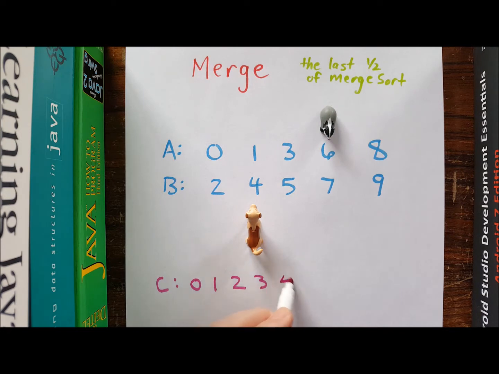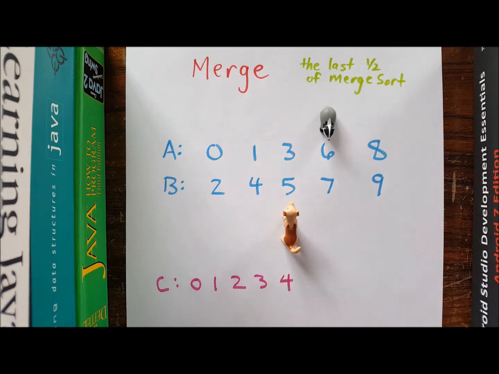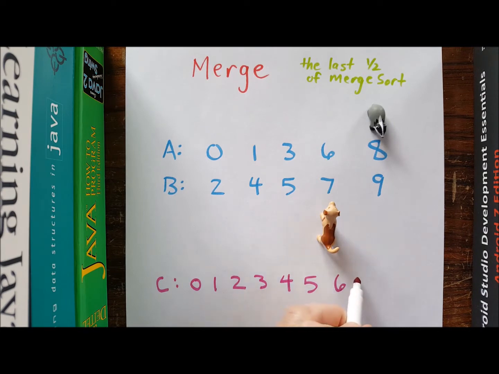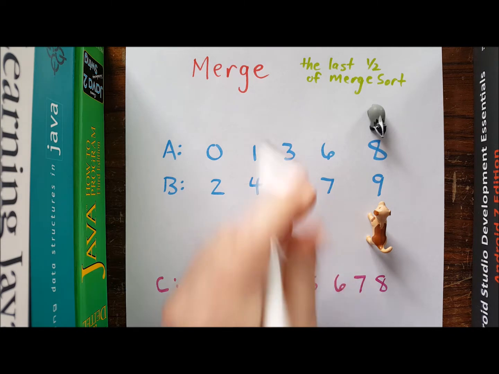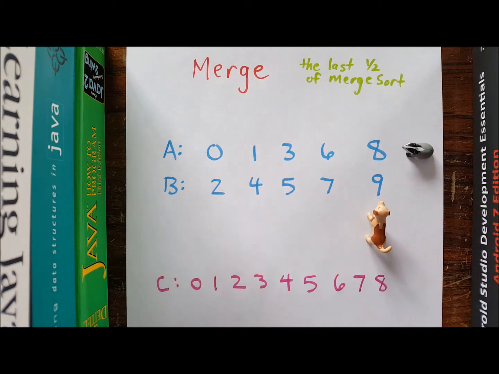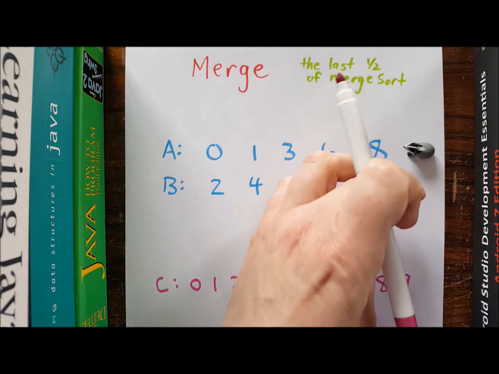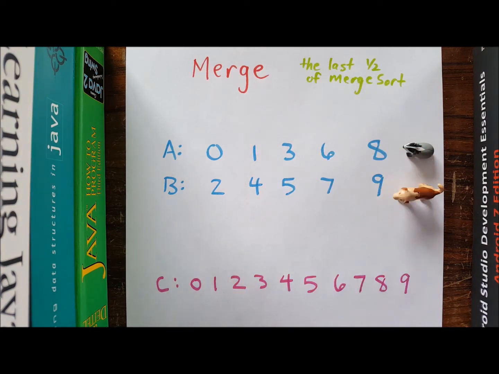And 4 is smaller, and we move that on. And 5 is smaller, and we move that on. And 6 is smaller, we move that. And 7 is smaller, we move that. And then 8 is smaller, and we've reached the end of the array. So all of the remaining elements of the other array get copied over. And that is how you would merge together two arrays.